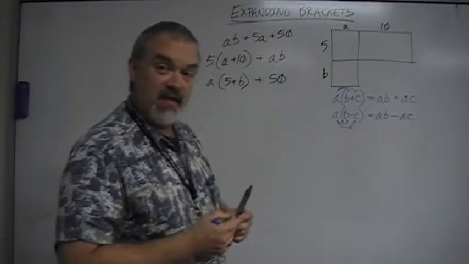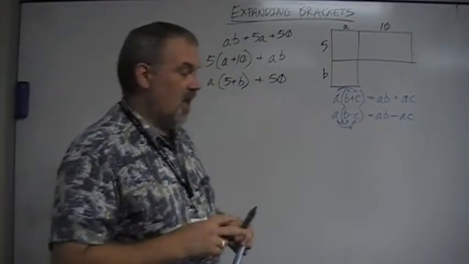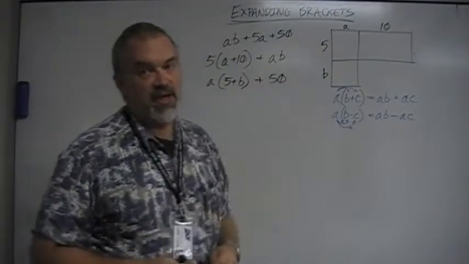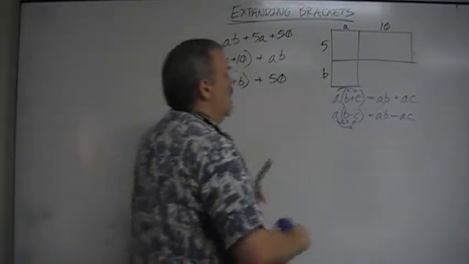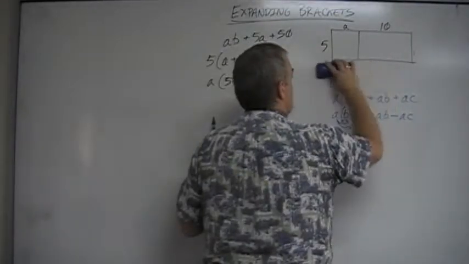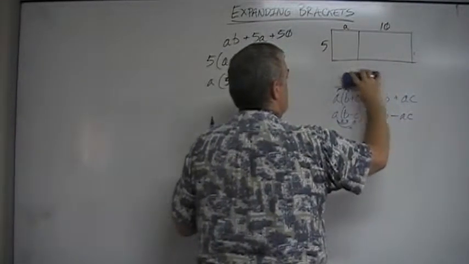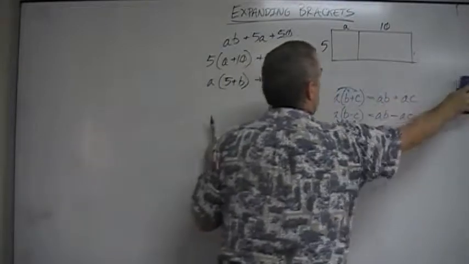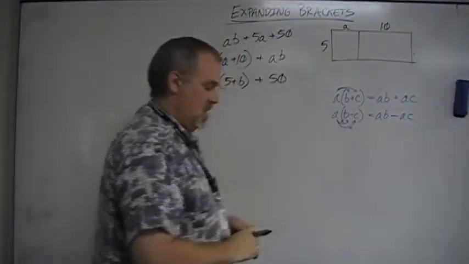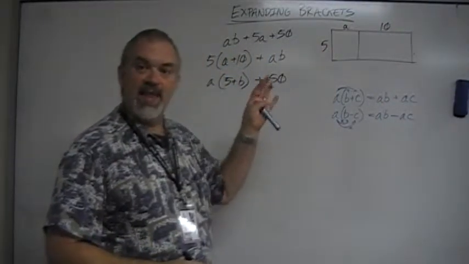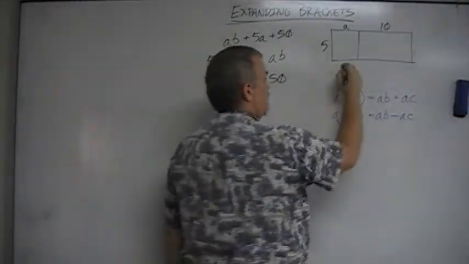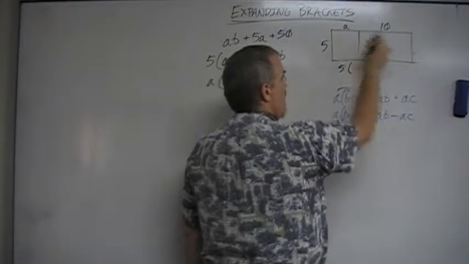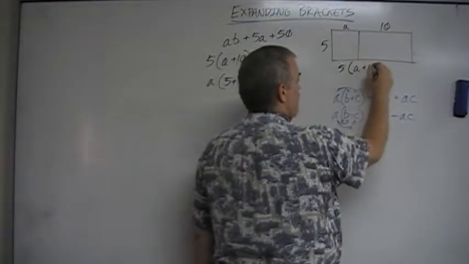Now I want you to think for a minute about how this would work. Let's say we're going to simplify our picture just a little bit. Okay? Let's say that we just had a rectangle that looked like this. Now, how would we describe the area of that entire rectangle? Well, we would say it is 5 times A plus 10.